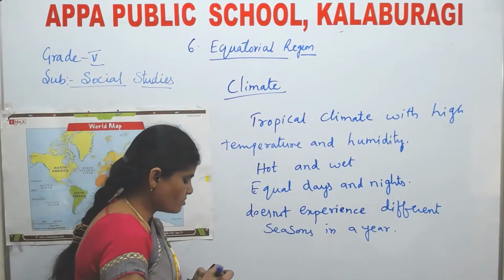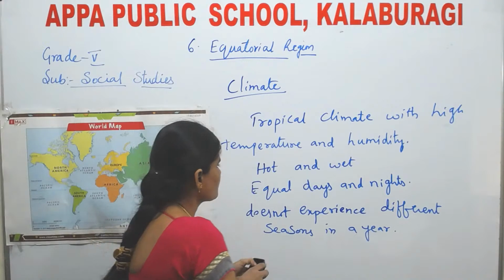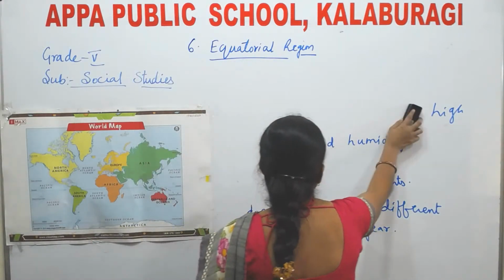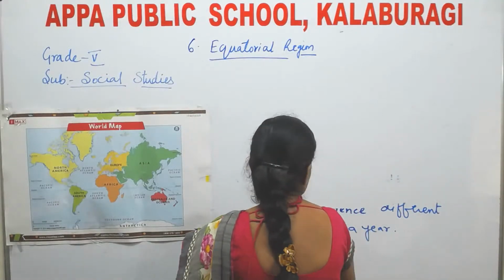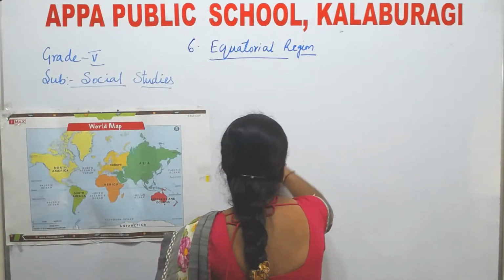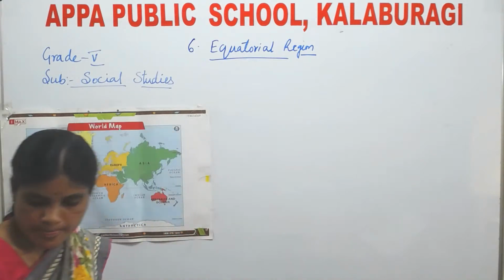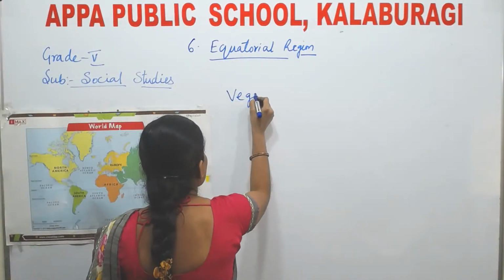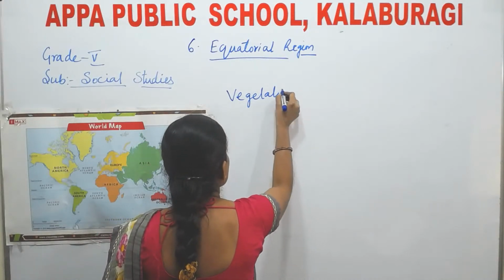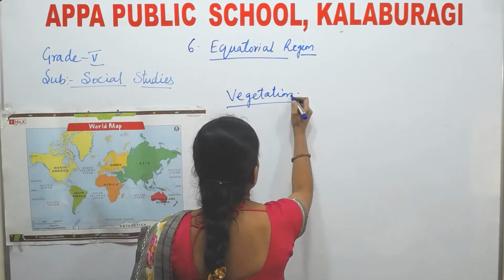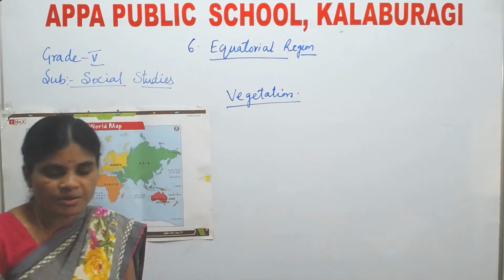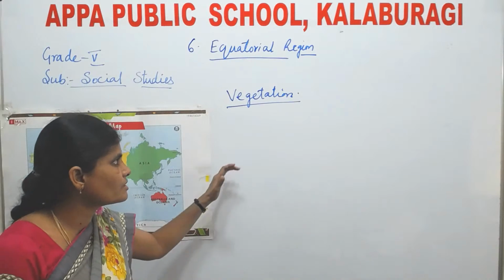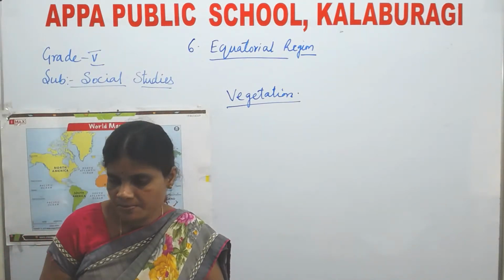Next let us see the vegetation and wildlife of the equatorial region. Vegetation. What do you mean by vegetation? Vegetation is nothing but trees and plants, or forests.